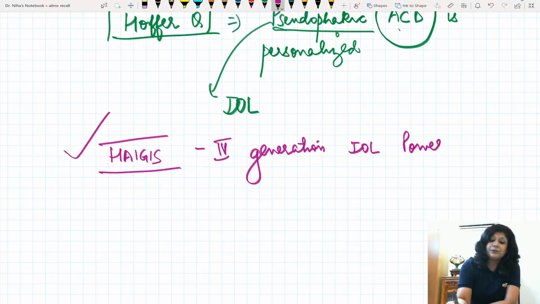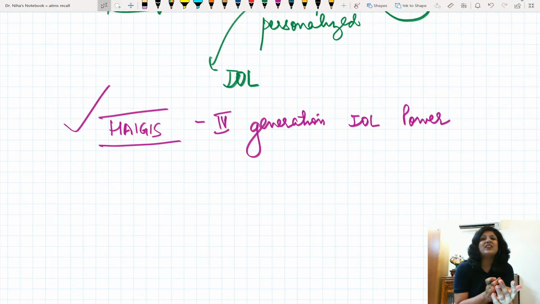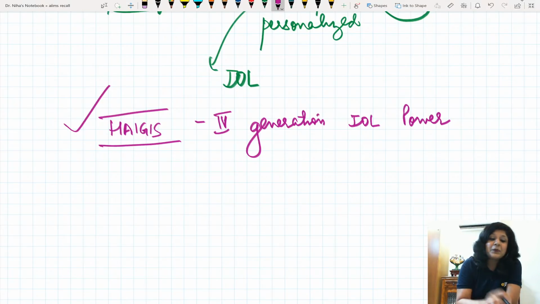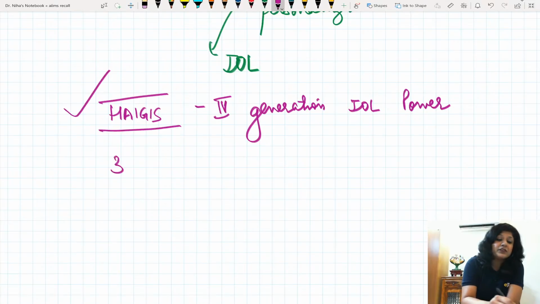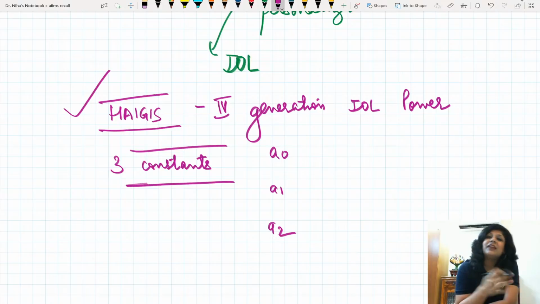And obviously it is the latest, and I think this is common sense also, because if you are doing something for the post refractive surgery, that has to be 4th generation, has to be recent, because refractive surgeries are also the latest. So here I am using 3 constants in the 4th generation ones, that is A0, A1, A2. Now don't get scared, it is very, very simple.